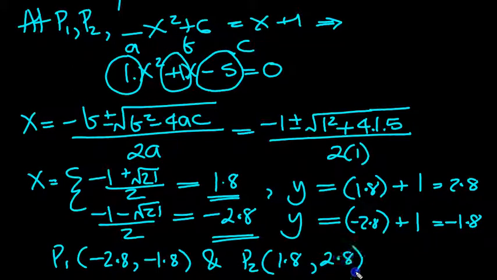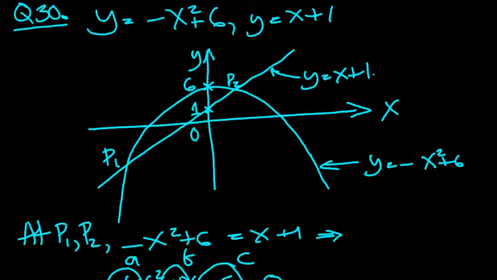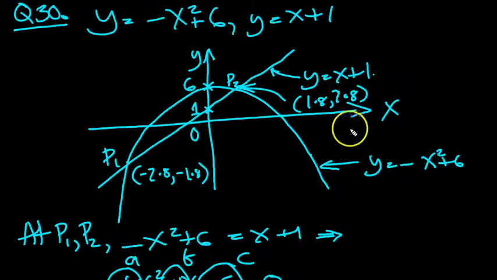There we go. Let's go back up to the sketch and see that that's confirmed. There's our sketch. Notice that P1 would be here, P2 would be here. So we could put them into the sketch. Minus 2.8 and minus 1.8 goes there. And P2 would be, and I'll put an arrow there, the coordinates 1.8 and 2.8. Okay then, that's 30 done. Good.